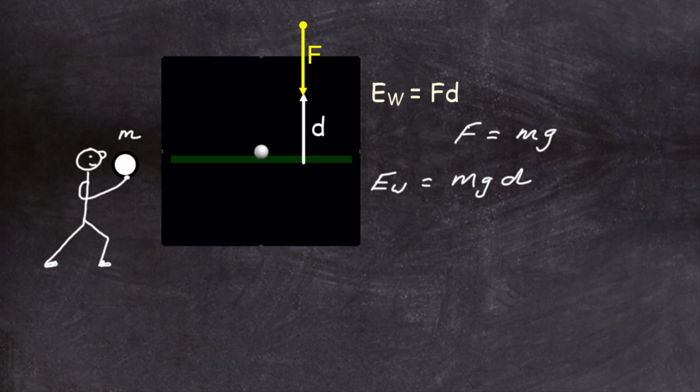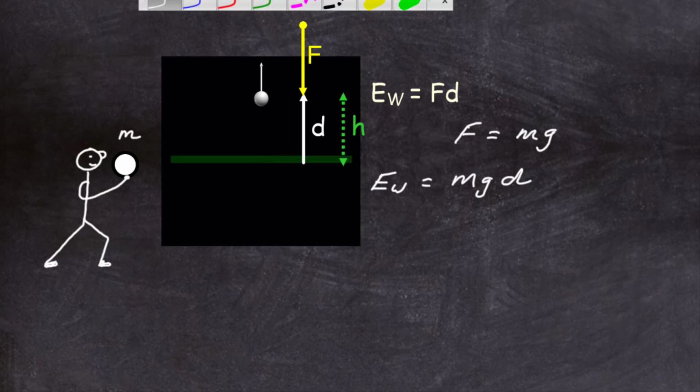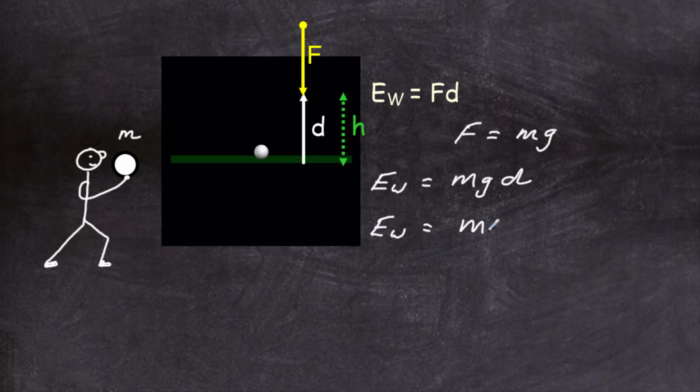But we know that the displacement of the ball upwards from the person's hand is just really equal to the height the ball rises to. So we can replace that d by h. And our equation for the work done on the ball is going to equal mgh. Now that's the energy which is transferred from the ball.